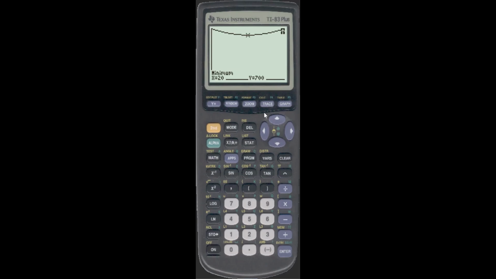Again, they want you to use the table feature to find that. All I did was look: y is going down, down, down, down, and then it goes up, up, up. So that must be my place where that's a minimum.